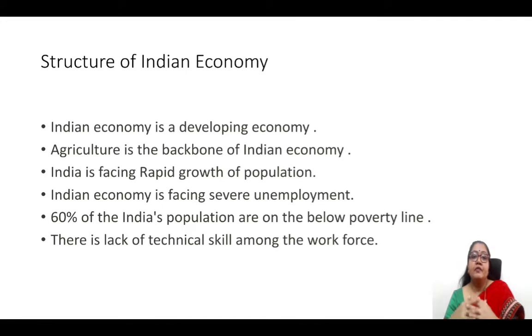We have issues of technical knowledge and skill, because we know that there are few people who have employment, but they basically lack in terms of their skills. Skills mainly give them employment. So basically these are the many issues that we see in terms of Indian economy.